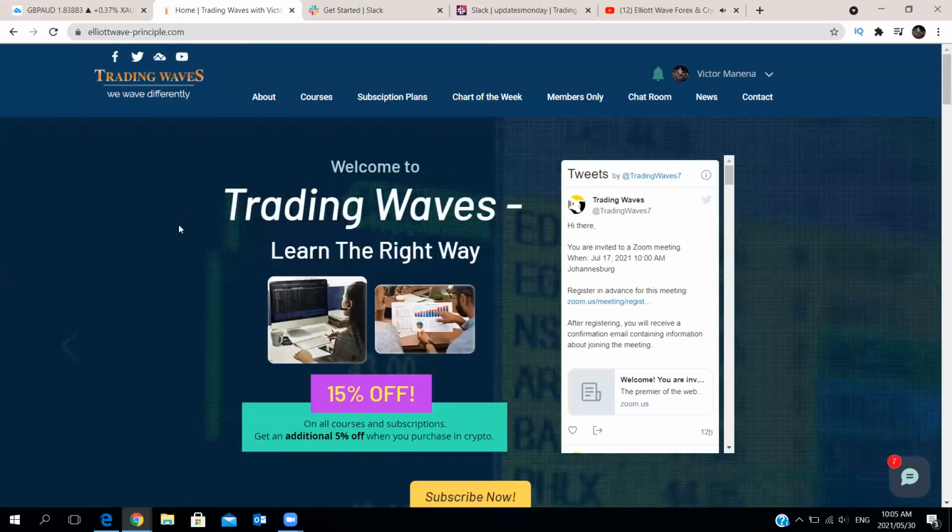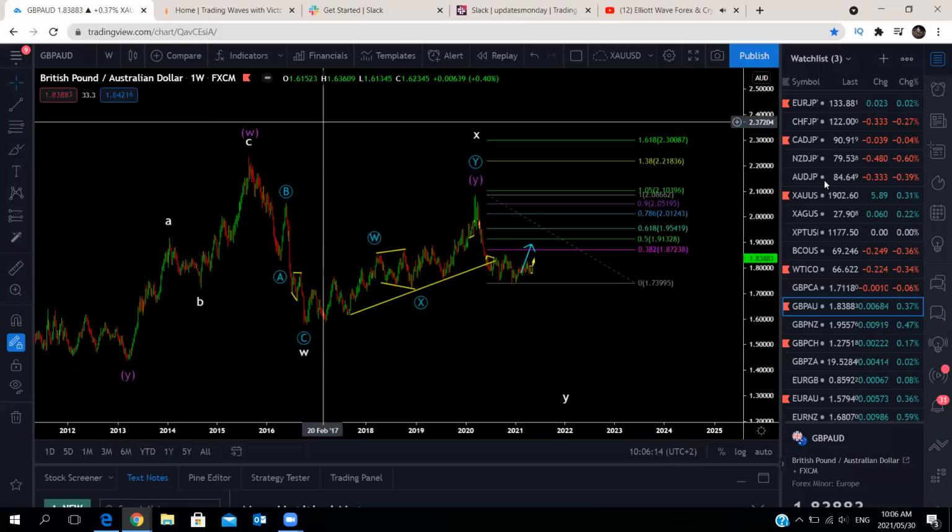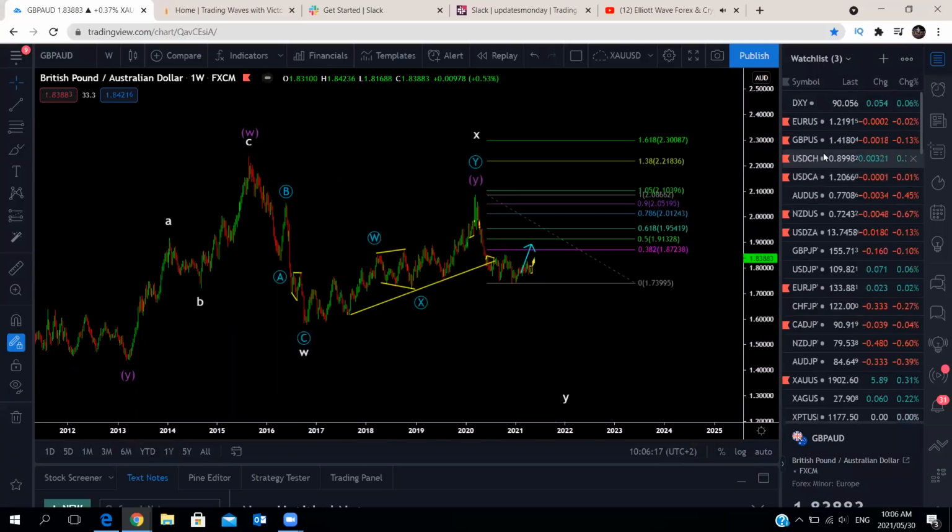All right, so we are going to go straight into the analysis for this week. As I'm going through the analysis, I'm going to be looking at some of the trade setups that we've played out in the past week. Right, so let's go for it.